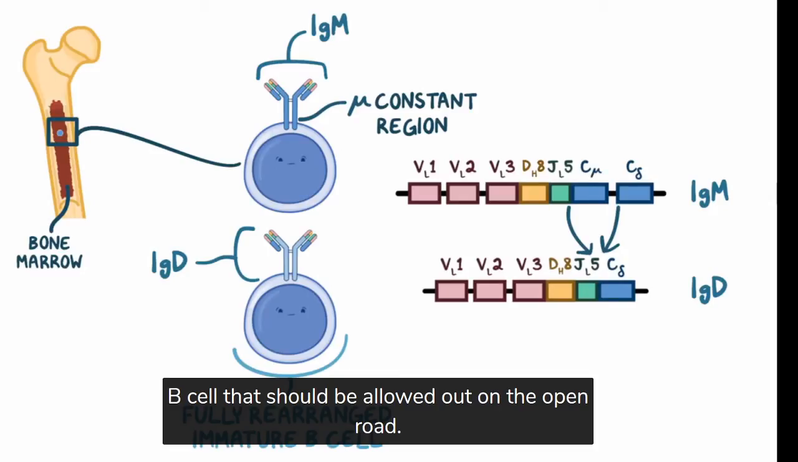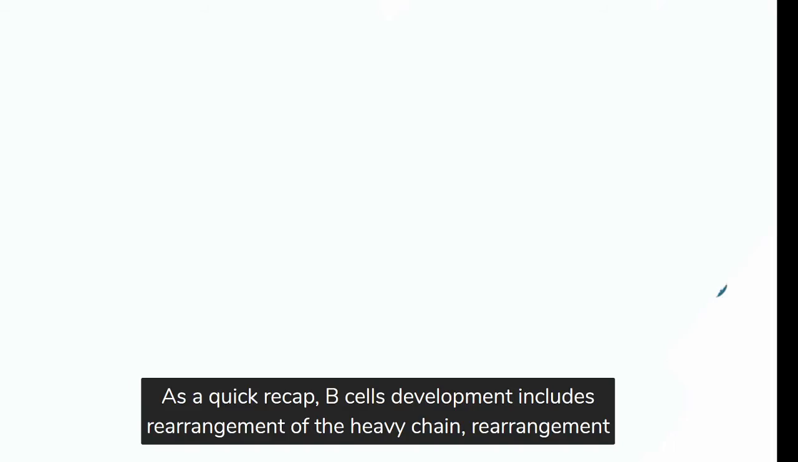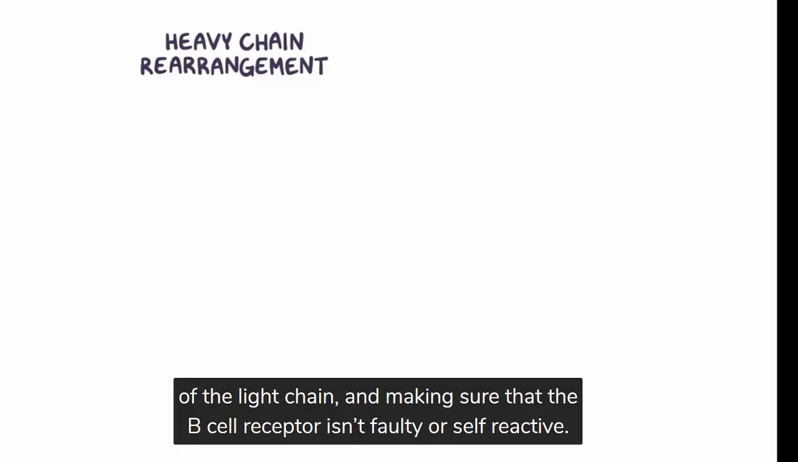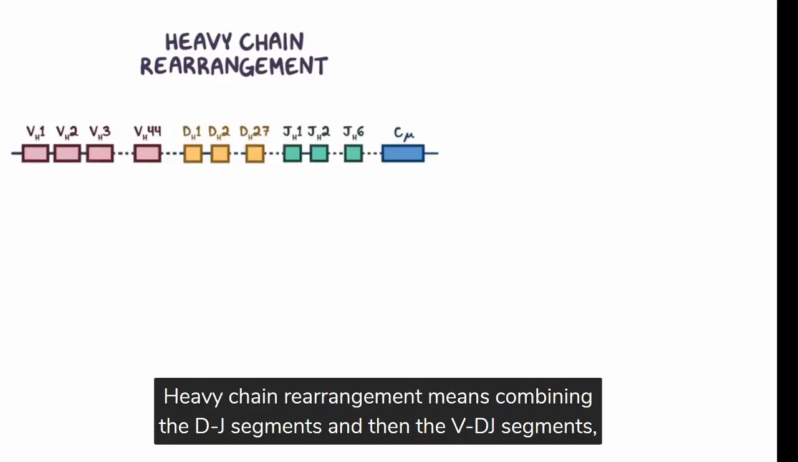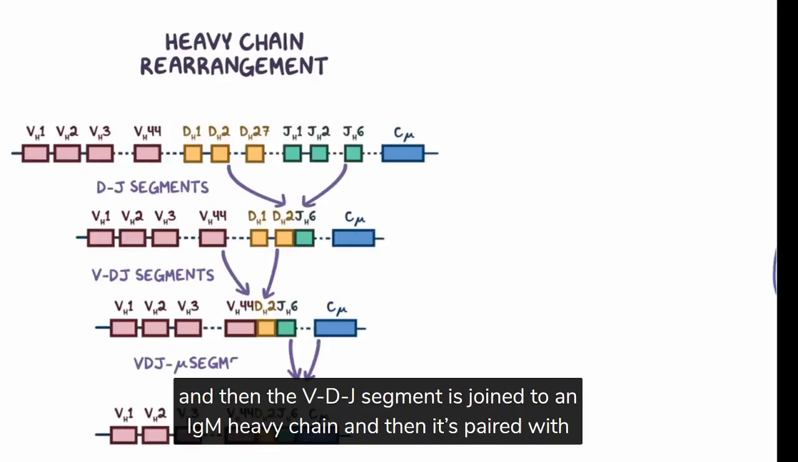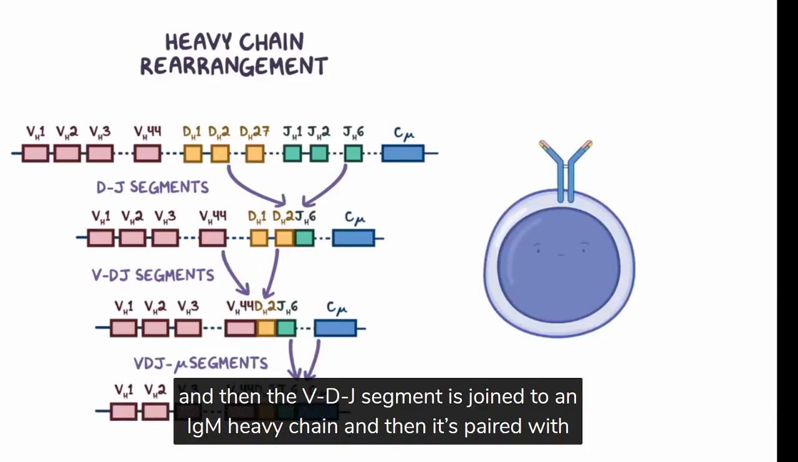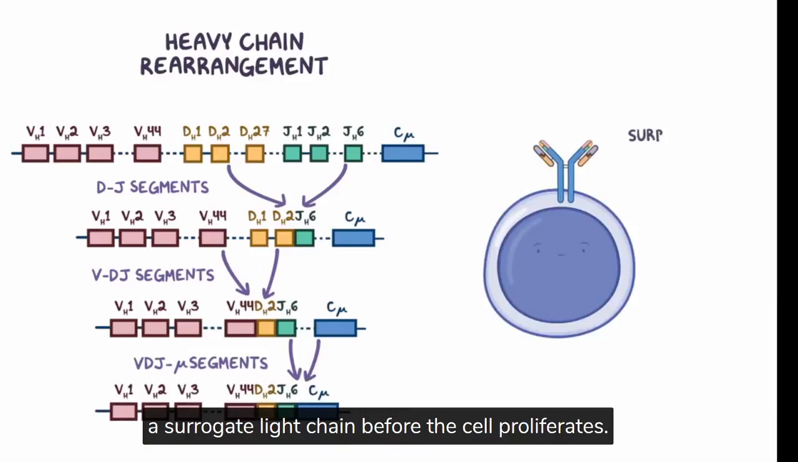Alright, as a quick recap. B-cell development includes rearrangement of the heavy chain, rearrangement of the light chain, and making sure that the B-cell receptor isn't faulty or self-reactive. Heavy chain rearrangement means combining the DJ segments and then the VDJ segments. And then the VDJ segment is joined to an IgM heavy chain, and then it's paired with a surrogate light chain before the cell proliferates.